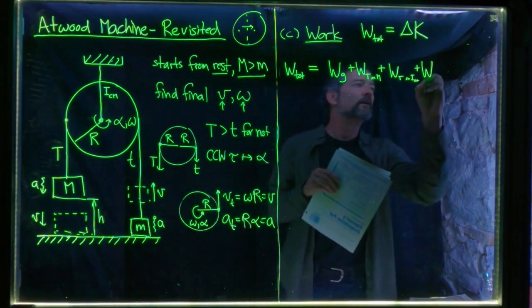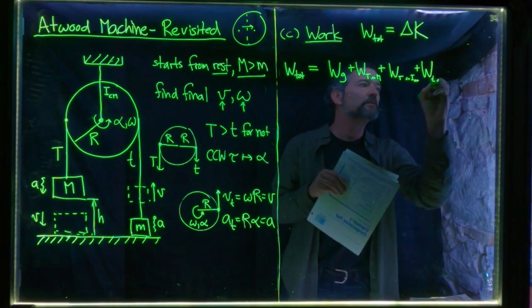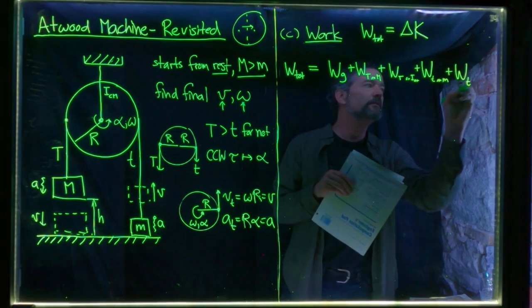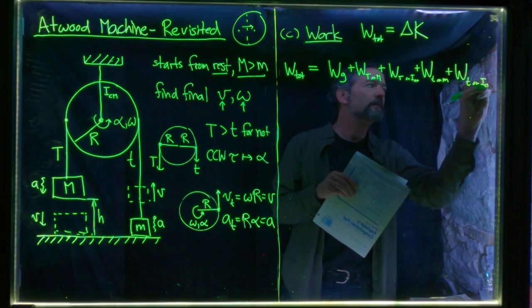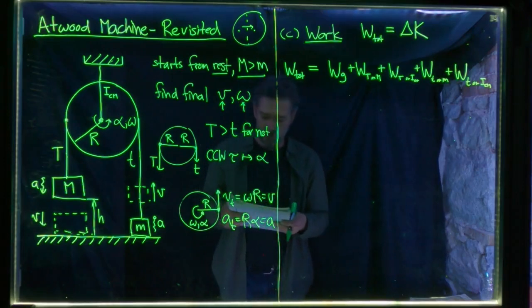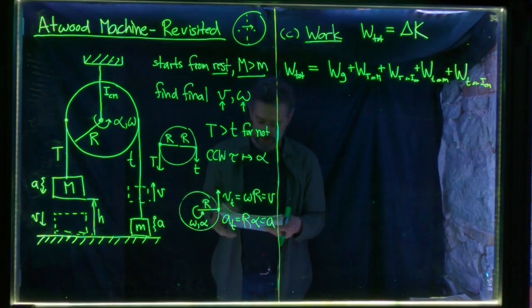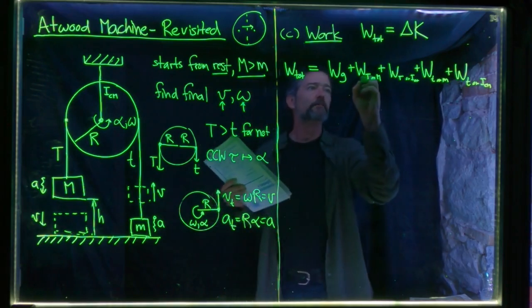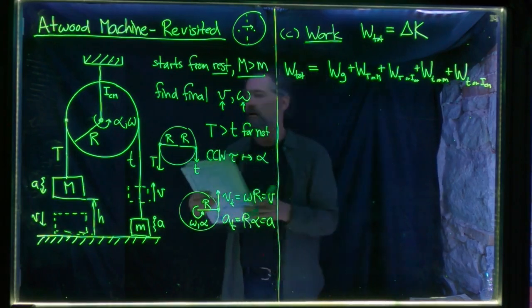So work of the tension little t on little m plus work of the tension little t on I_CM on the pulley. Okay, so we have 5 work terms there. Now, this is really interesting. So first of all, let's look at this term, the work done by the tension force T on big M.